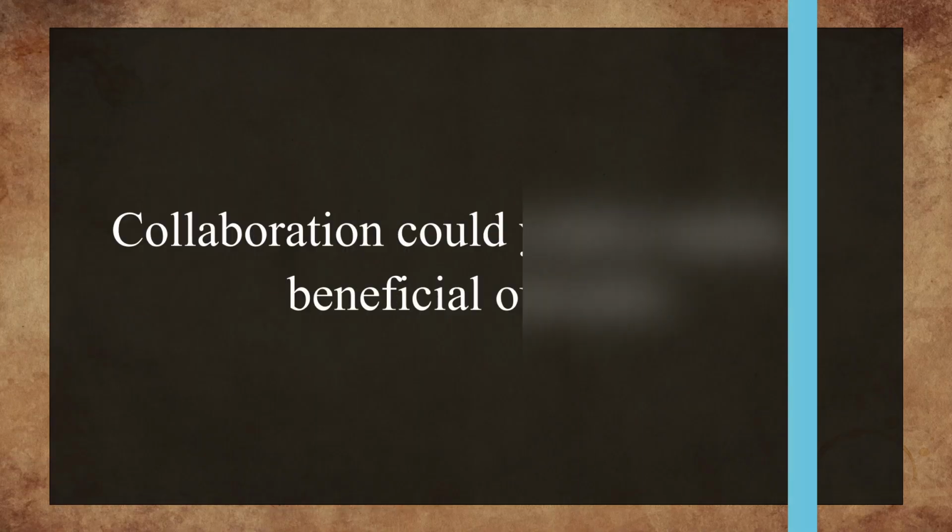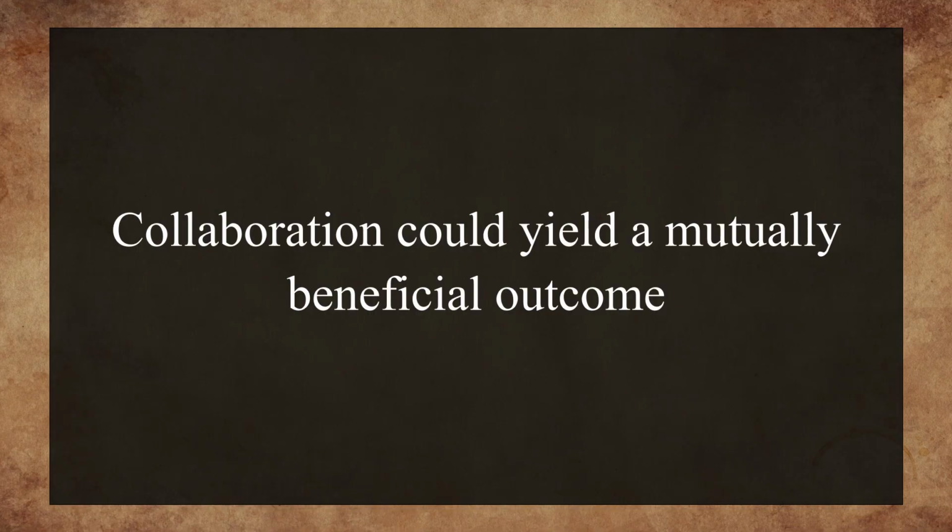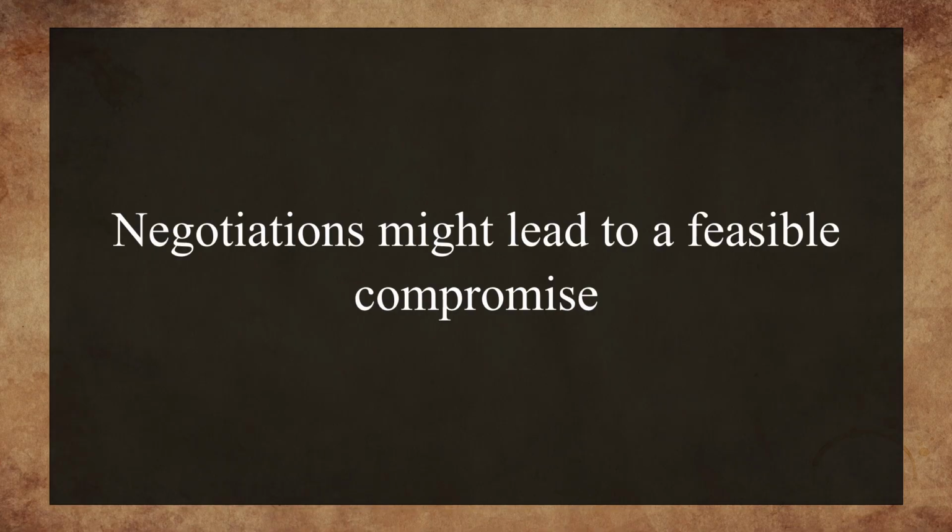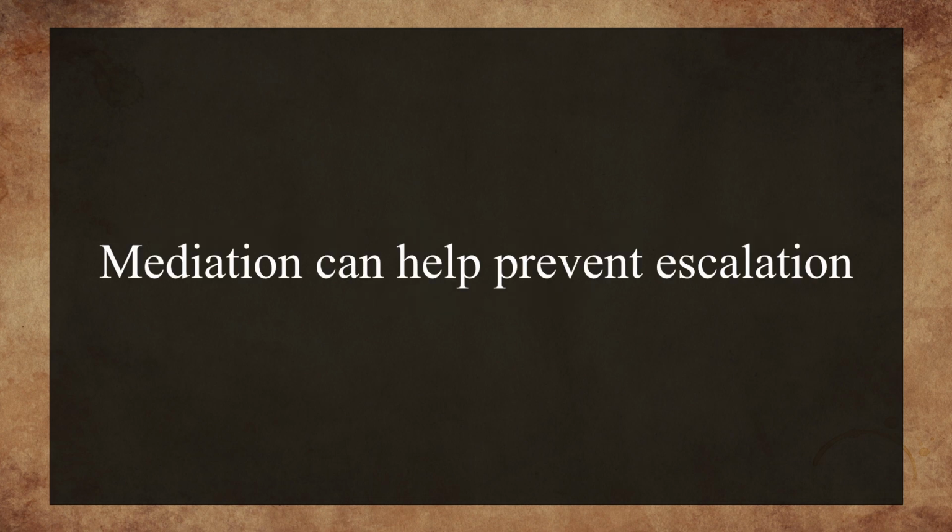Options such as collaboration, negotiation, and mediation are assessed. Collaboration could yield a mutually beneficial outcome. Negotiations might lead to a feasible compromise, and mediation can help prevent escalation. Choosing avoidance in this scenario would postpone essential decisions and could negatively impact productivity. The ultimate decision, structured collaboration backed by negotiation, ensures equity and maintains interdepartmental relationships.